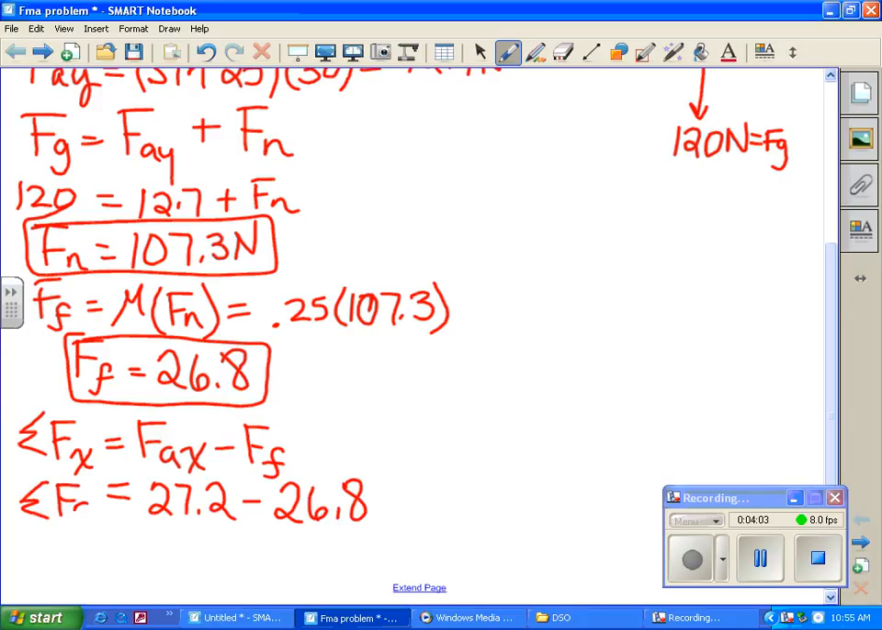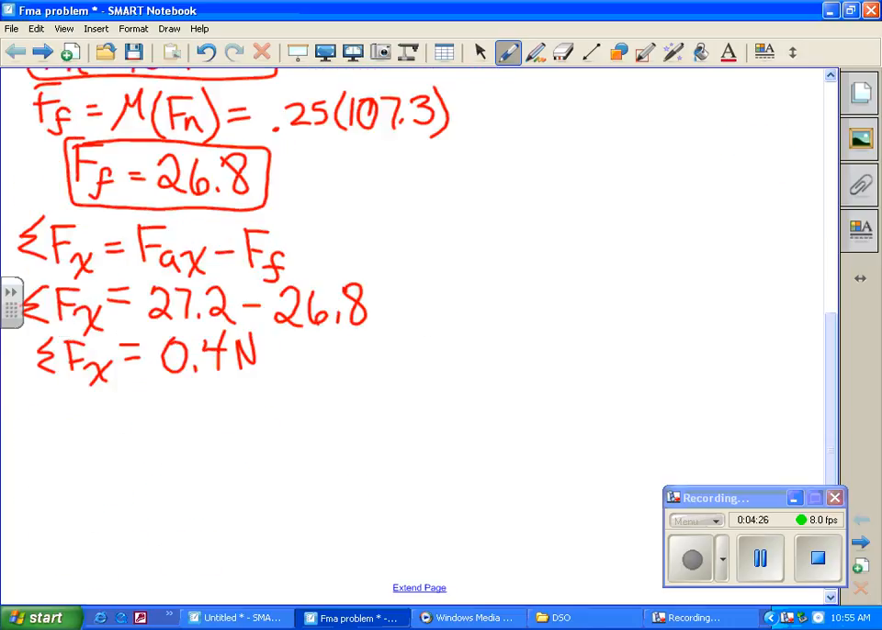Minus my force of friction, which I just solved for as 26.8. That's my net force in the x, and since we're only talking about its acceleration in the x, that's what I'm going to use. So my net force in the x direction, 27.2 minus 26.8. You're coming up with a pretty small number of 0.4 newtons. That's my net force in the x, and then ultimately I want to solve for my acceleration.